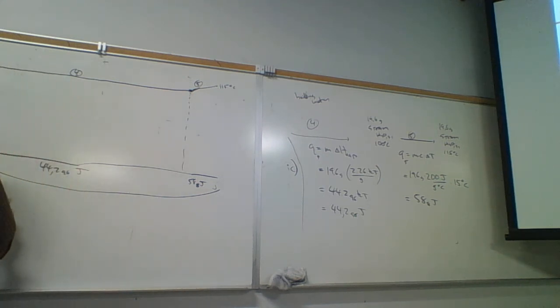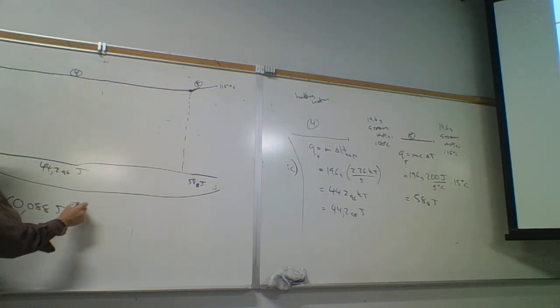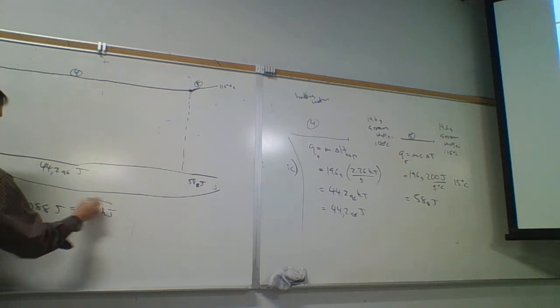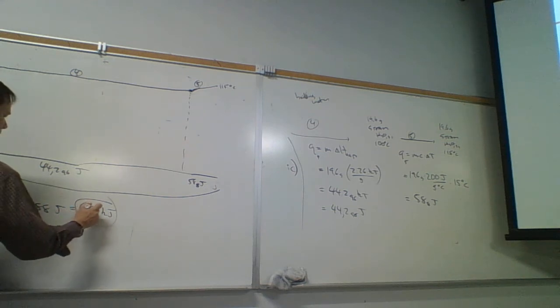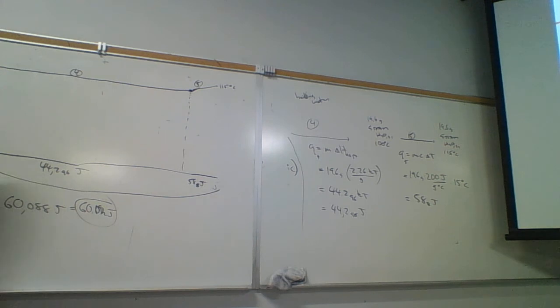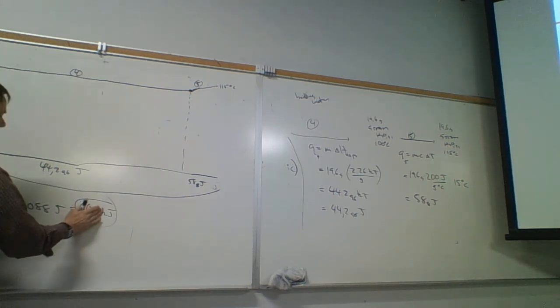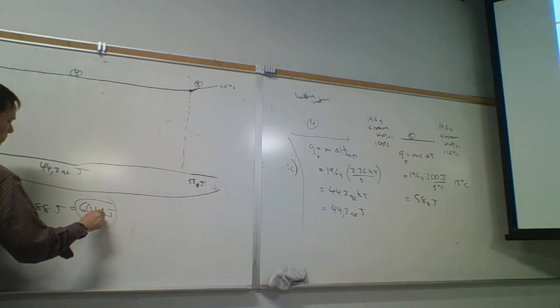We end up with 60,088 joules, or 60.1 kilojoules. Actually, we could go one more, 60.09 kilojoules. Sorry, this one's only one digit, so 60.1 kilojoules. Correct numbers.